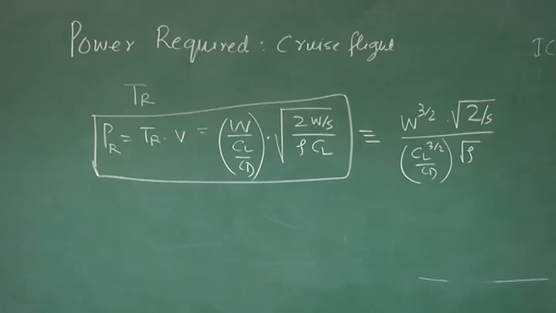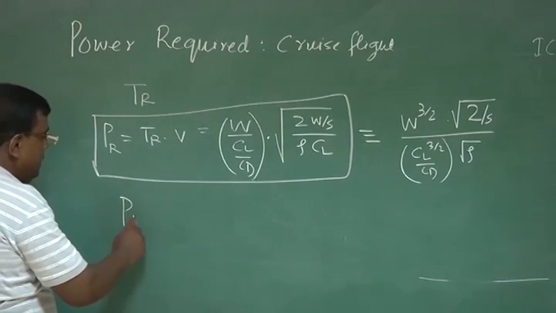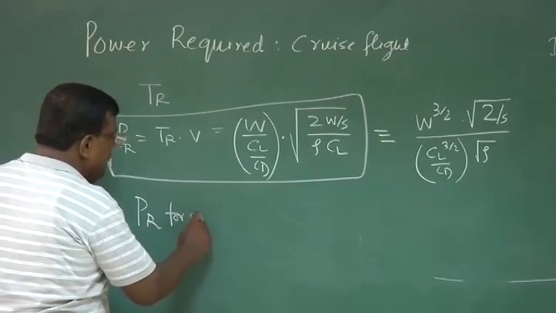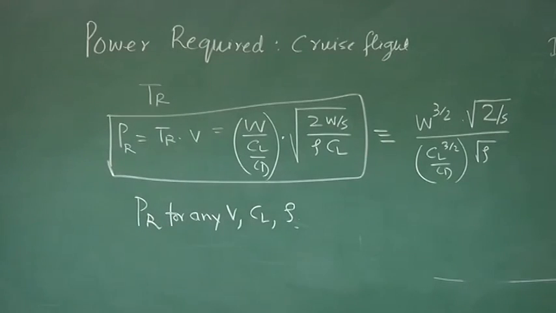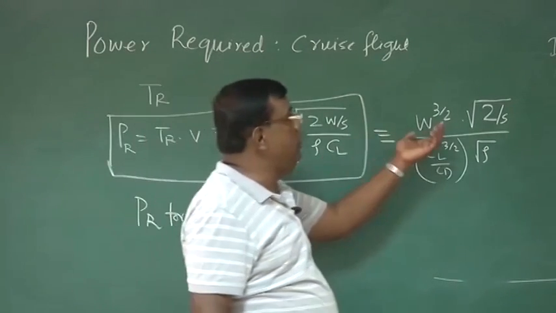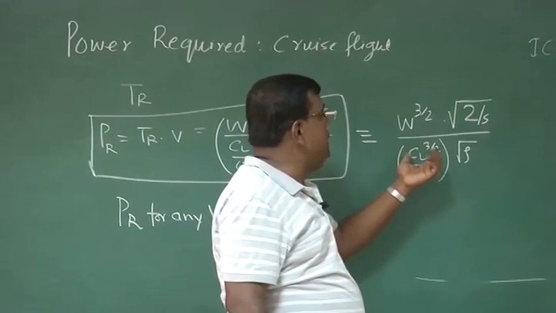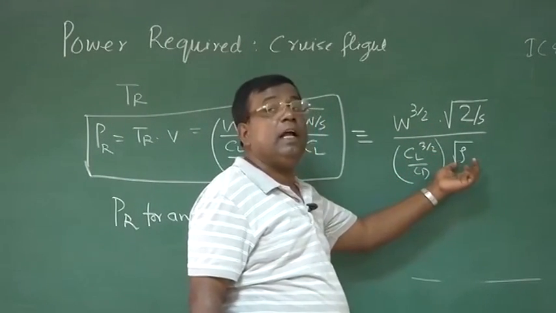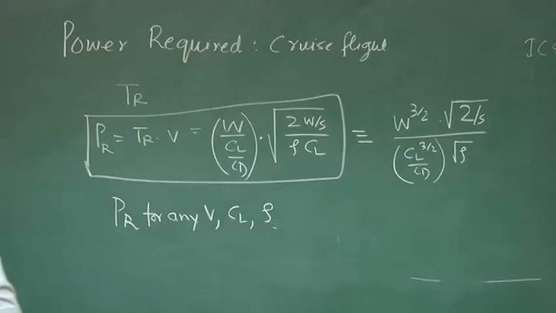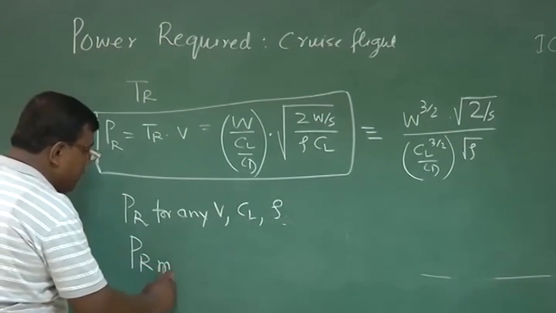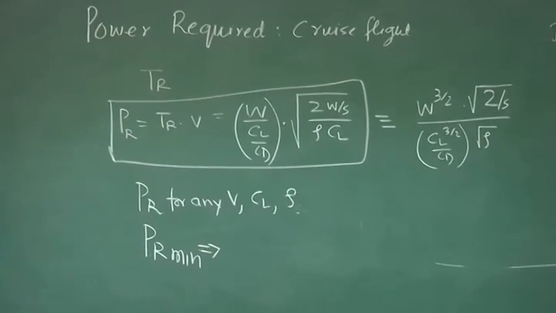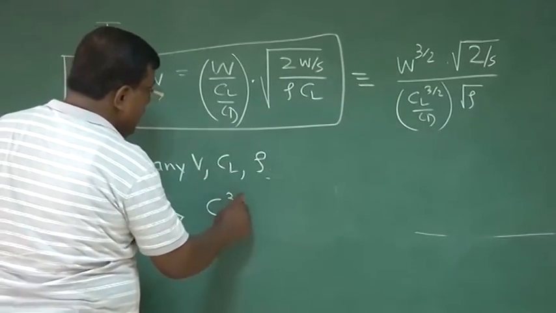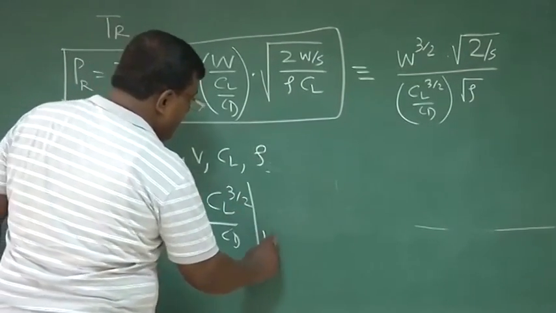This simple expression tells us one thing, that the power required for any V or CL at a given altitude can be computed if I know what the weight is during the cruise, what CL to the 3 by 2 by CD is, and what the density of air is at that altitude. Right? Also it tells me one more piece of information, that if I am looking for power required minimum for a given weight, given altitude, then the condition is that CL to the 3 by 2 by CD should be maximum.